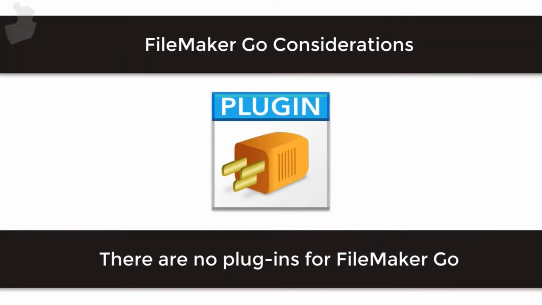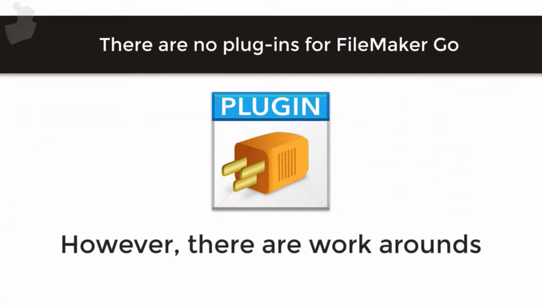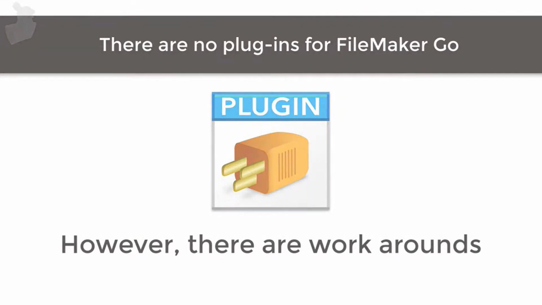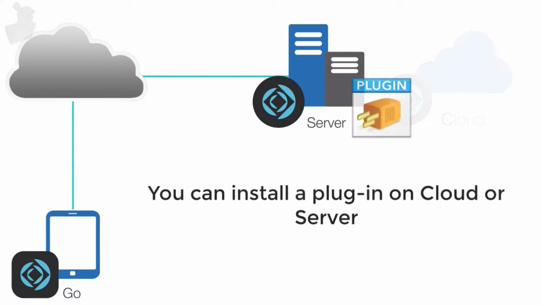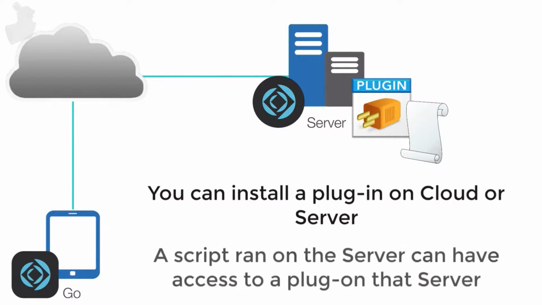Now, another major consideration to keep in mind is that there is no way of installing plugins with FileMaker Go. However, there are a couple workarounds. The biggest and easiest workaround is to access a FileMaker solution running on Cloud or Server, which is where most of you will access your application. And on that Cloud or Server, you can install a plugin. And so what you can do is actually call a script on FileMaker Go that tells that script to run on the server. And when it runs on the server, that script can then have access to a plugin to do what it needs to do. It's a fairly straightforward workaround. It's easy to do. We do it all the time. And so you should probably expect to see that if you're doing any sort of serious FileMaker Go deployments.